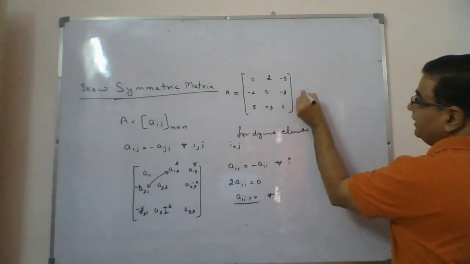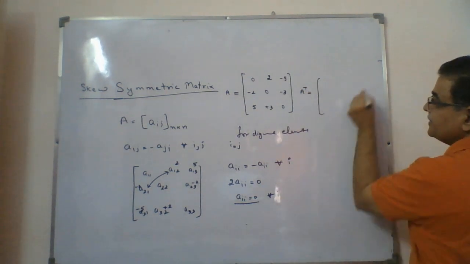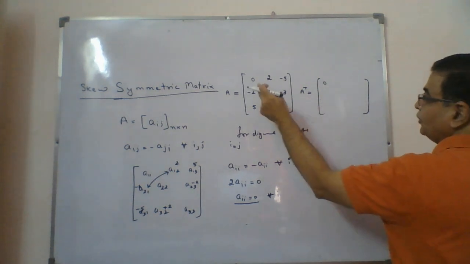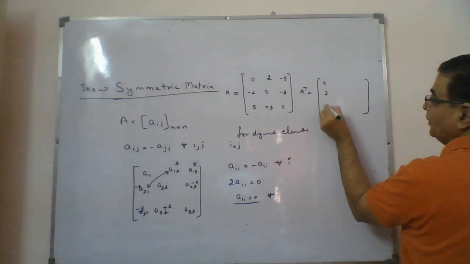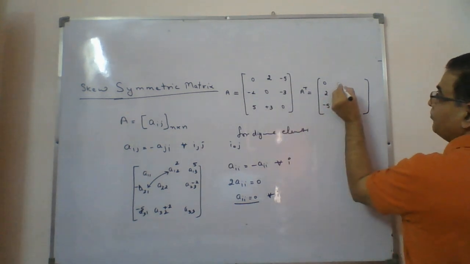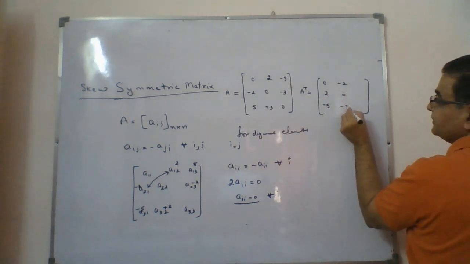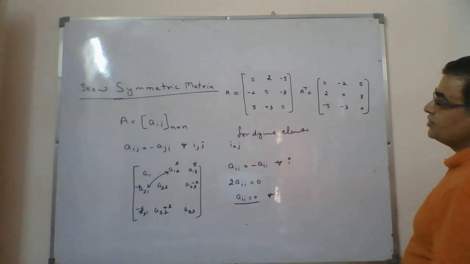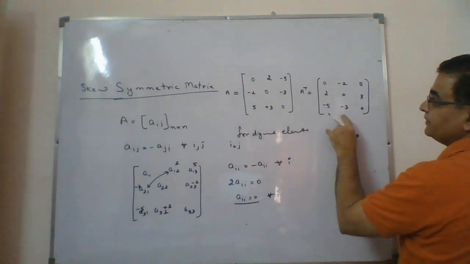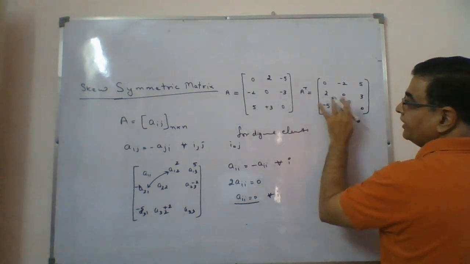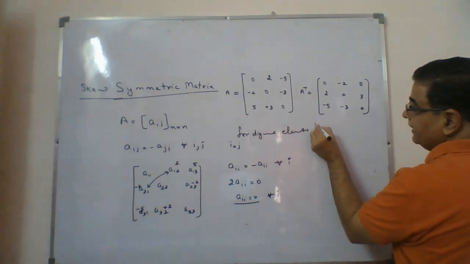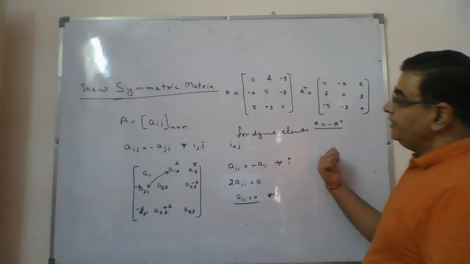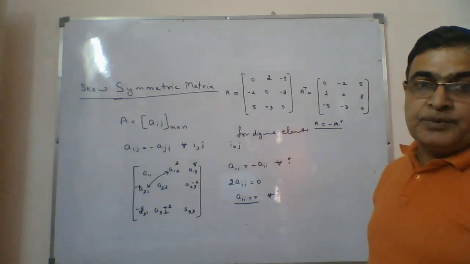And if I take the A transpose of it, what changes? Just check here. First row will convert to column and column will convert to row. So this will be 0, 2 and minus 5. Then minus 2, 0 and minus 3. Then 5, 3 and 0. Just check here, what is the difference between this and this? Elements are becoming negative. That means A is coming out to be minus of A transpose. Then it will be called a skew symmetric matrix.